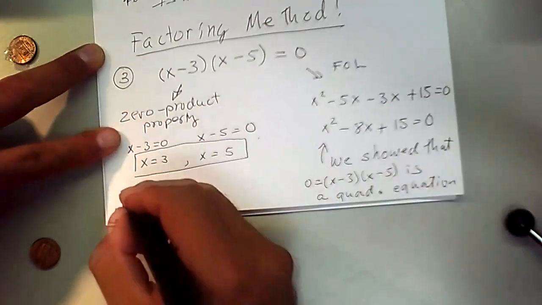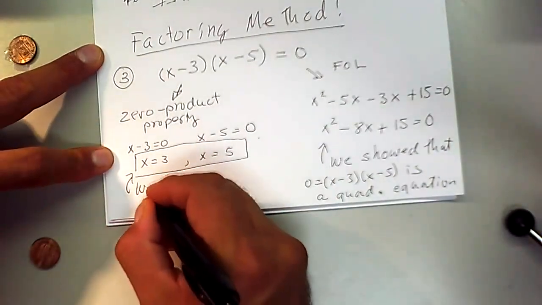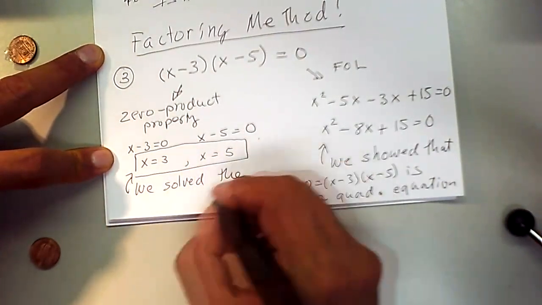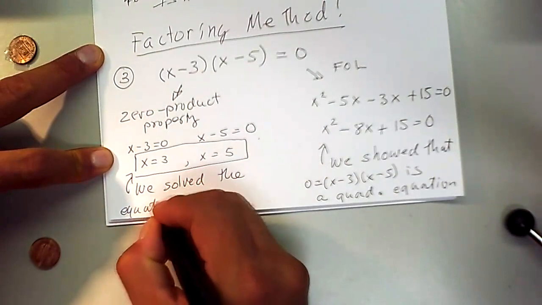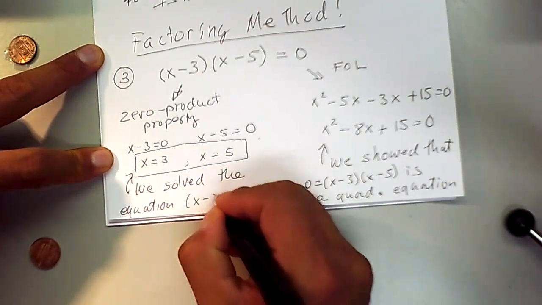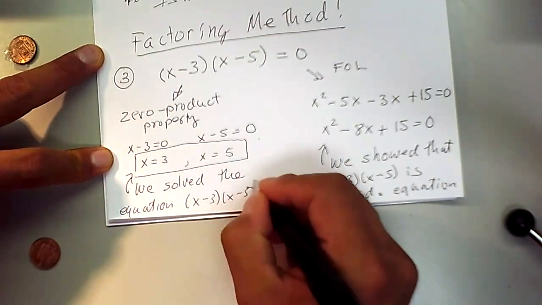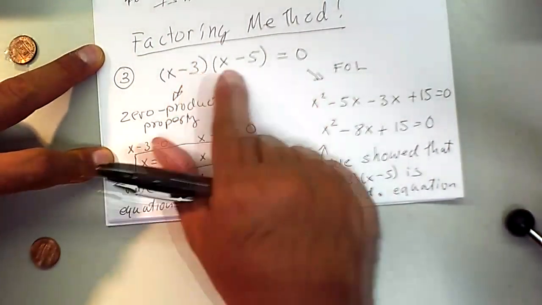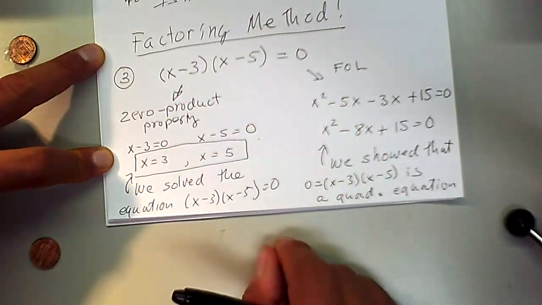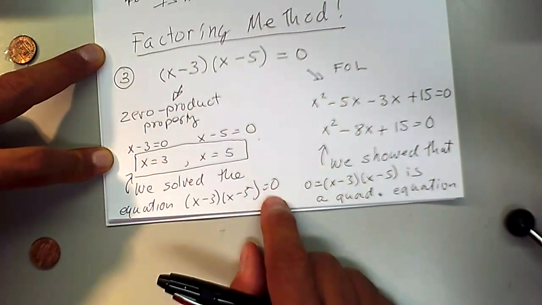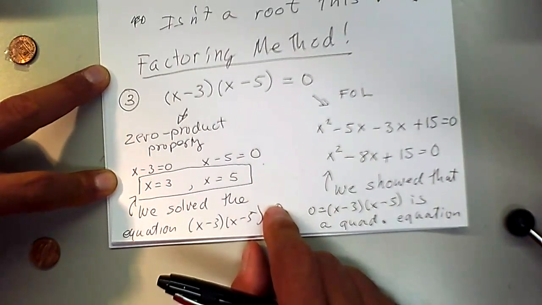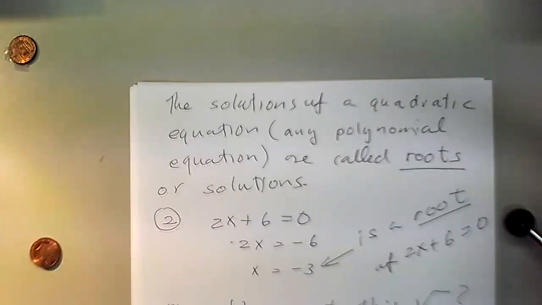So in this case, we solved the equation x minus 3 times x minus 5 equal to 0. Right. So what are we going to do with this? Well, it depends. It depends what the problem says. Yeah, and we can probably ask other questions about it. Okay.